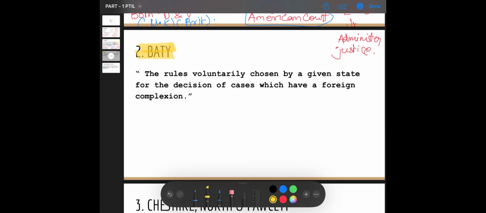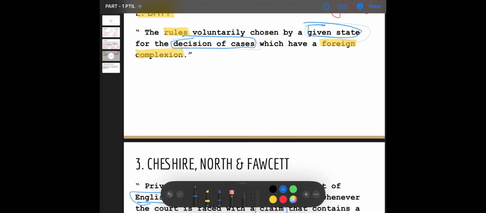What this person is saying is that private international law is nothing but the rules voluntarily chosen by a given state for the decision of cases which have a foreign complexion. So private international law is nothing but rules that are acknowledged by states for the decision of cases that have a foreign complexion. When some difficulty arises due to a foreign element, then for deciding such cases, some rules will be used. Those rules are known as private international law. That is what Batty is trying to say.